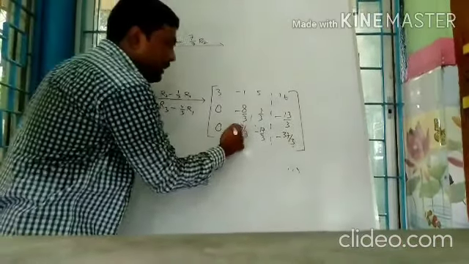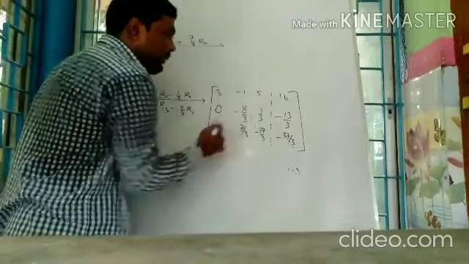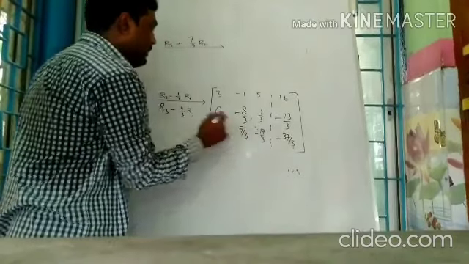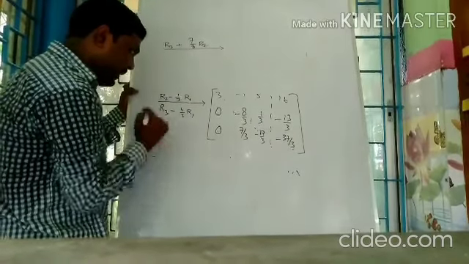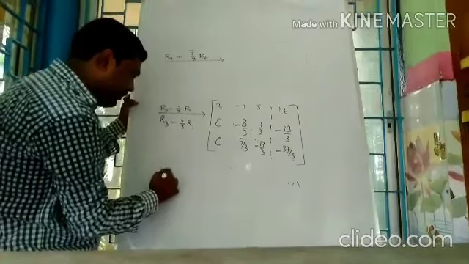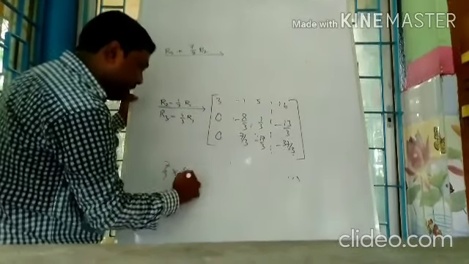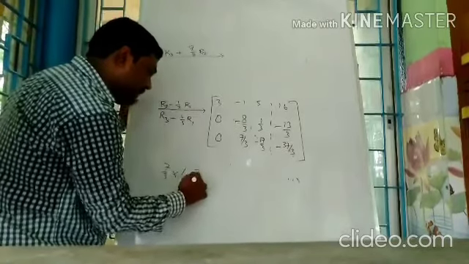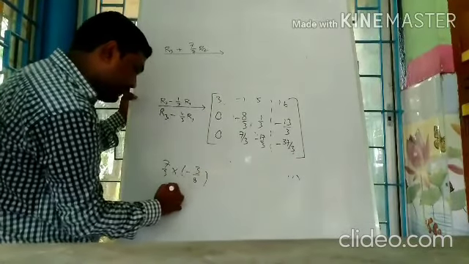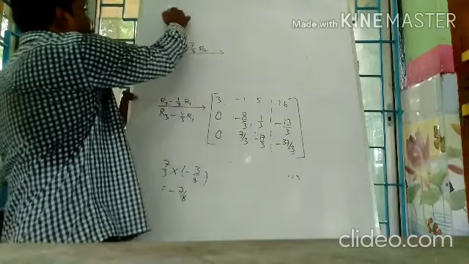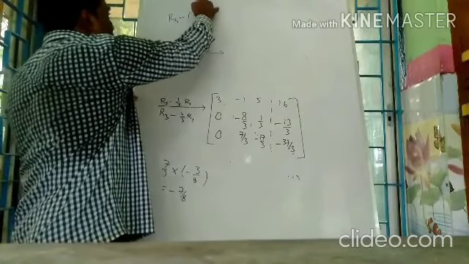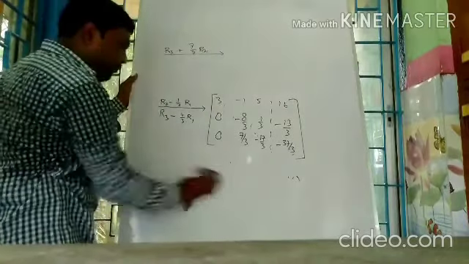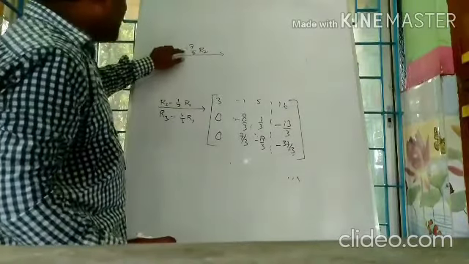So we have to make 7 by 3 into 0 using minus 8 by 3. So first divide this element by minus 8 by 3, then multiply by 7 by 3. That is minus 3 by 8, so it is minus 7 by 8. Now R3 minus 7 by 8, that is R3 plus 7 by 8 R2. So the next row operation is R3 plus 7 by 8 R2.